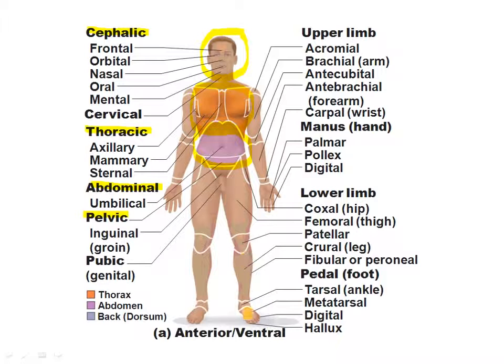Now moving to the leg. The hips are coxal. The upper leg is femoral. The front of the knee is patellar. The front of the lower leg, or what you would call your shin, is crural. The outer edge of the lower leg is fibular. The ankle is tarsal. The foot is metatarsal. And then again, your digits are digital.